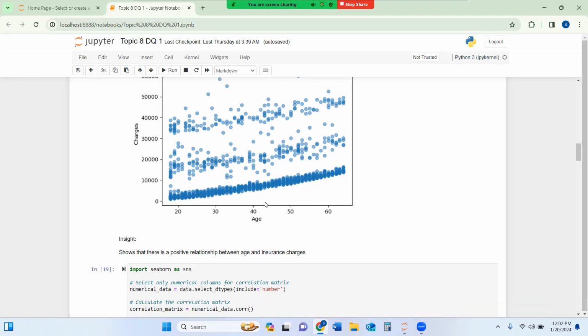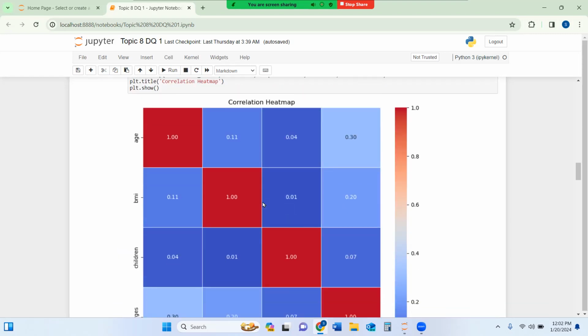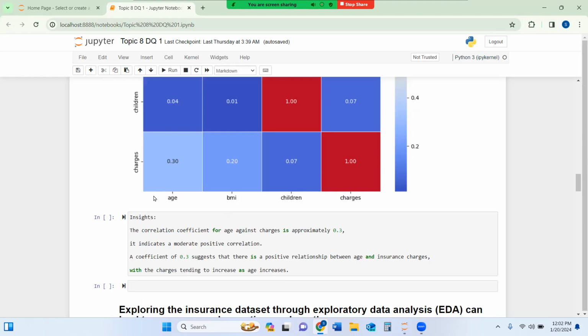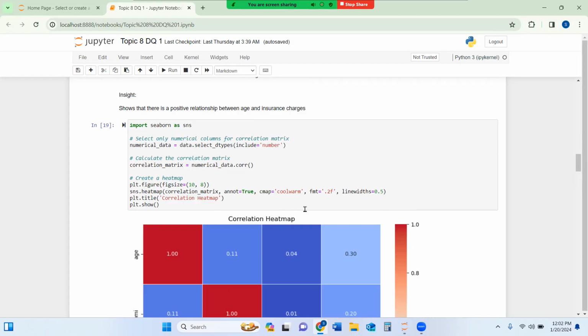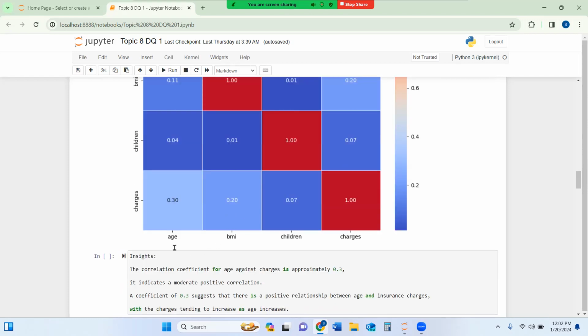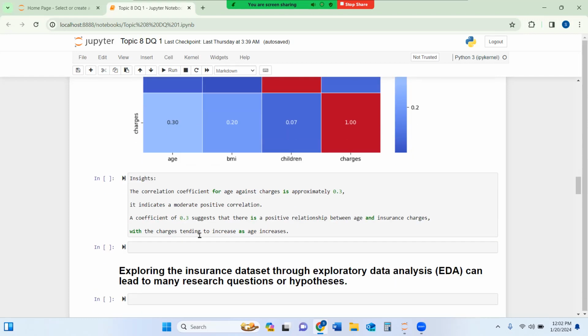insurance charges. Now, another type is a heat map, and this heat map shows age, BMI, children, and charges. This is the correlation heat map. And let's look at one example here. For age, it shows the effect of age on insurance charges, that the correlation coefficient is 0.3, which suggests that there's a moderate positive relationship between age and insurance charges.